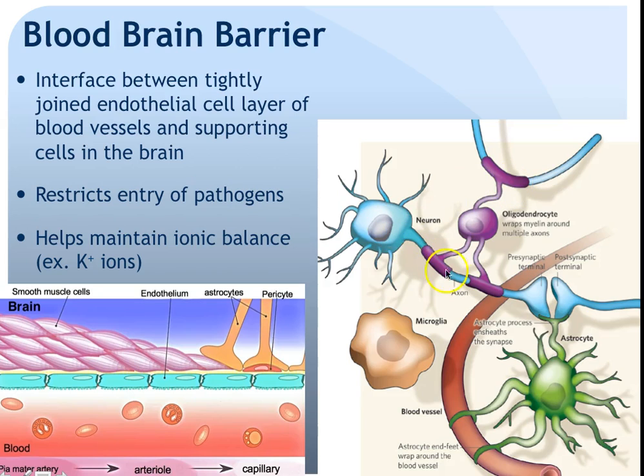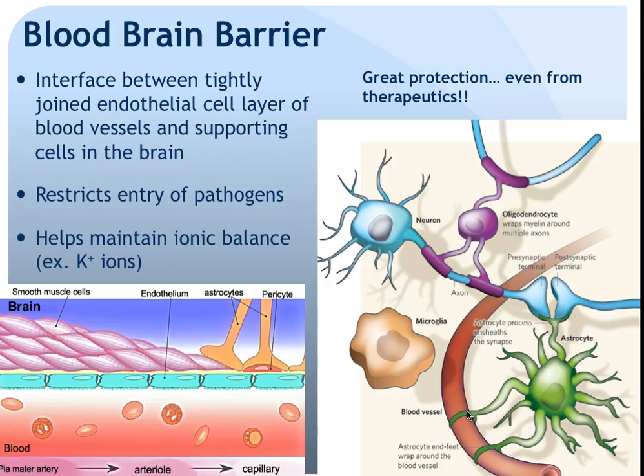Here you can see that there's a neuron. We have a blood vessel, and this is an astrocyte butting up against the blood vessel here. The pericyte's missing from this diagram, but you would actually have a bunch of pericytes here too. What they really do is provide nourishment and support for this, okay? So super important stuff.